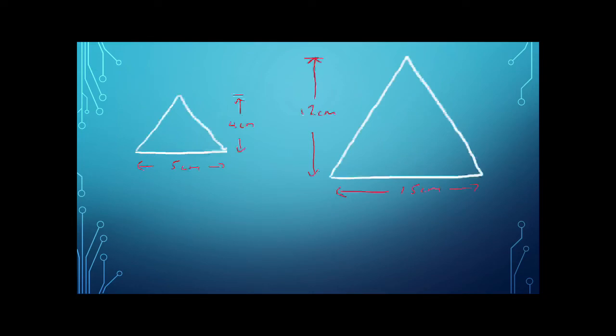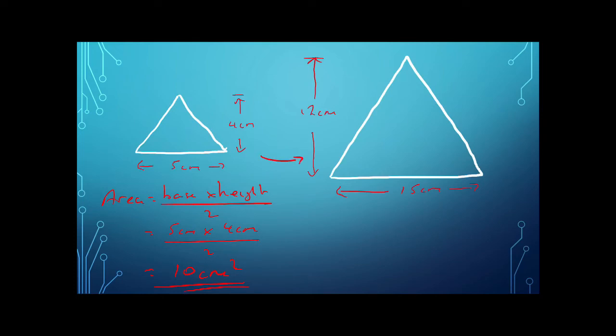Typically, the questions we see on tests involve triangles. Okay, we can work out the area of this triangle here. If you remember, it's base times height divided by 2, and the base is 5, the height is 4, and divide that by 2. 5 times 4 is 20, 20 divided by 2, and so the area of this first triangle is 10 square centimeters.